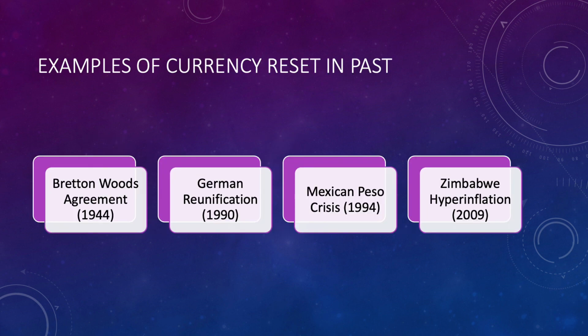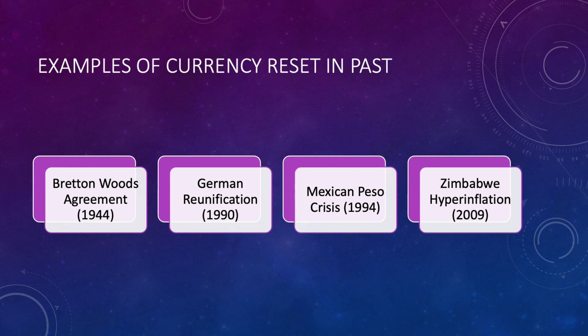Let's discuss some of the currency resets which have happened in the past. The first example, which is one of the most important in history, is the Bretton Woods Agreement, which happened in 1944. This was an international agreement signed by major countries after World War II to stabilize the global economy. It established the US dollar as the world's reserve currency and fixed the exchange rate of other currencies to the US dollar. But the agreement lasted until 1971 only, when the US abandoned the gold standard, which led to a reset of exchange rates.